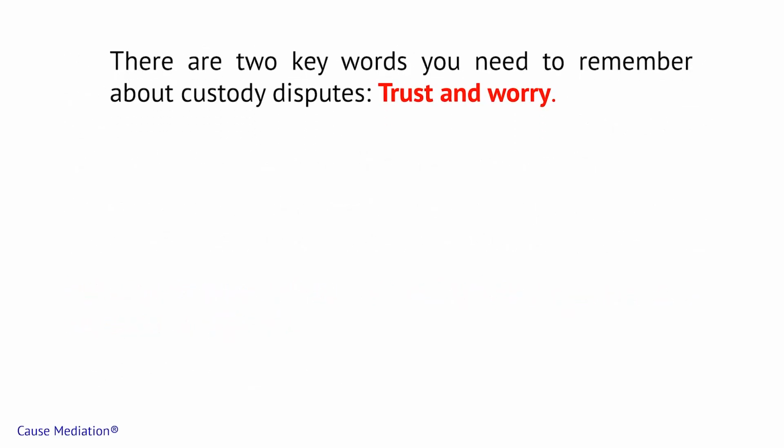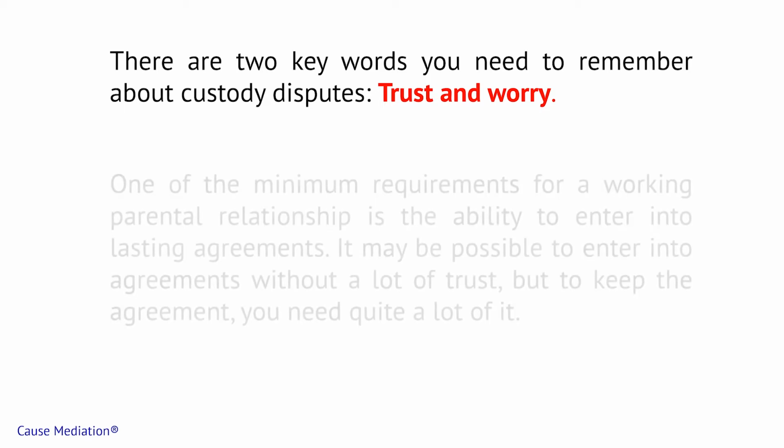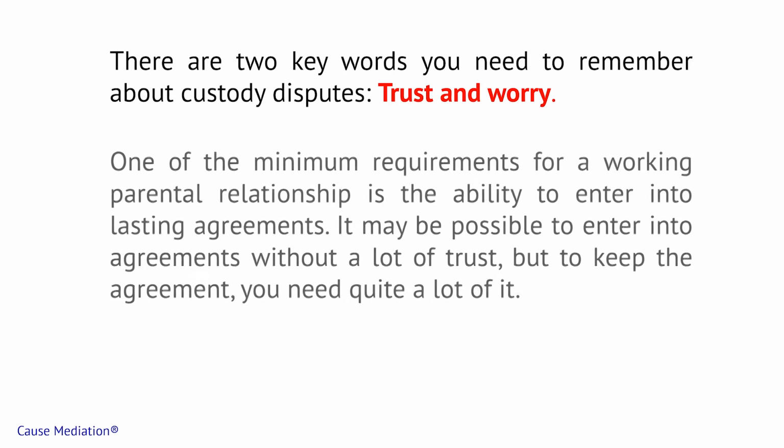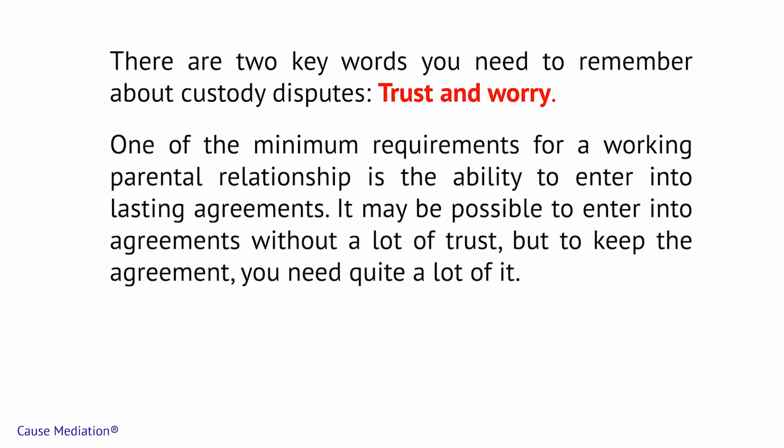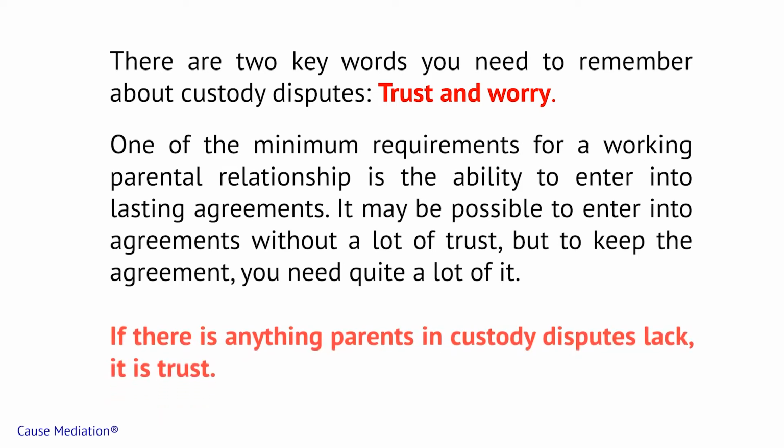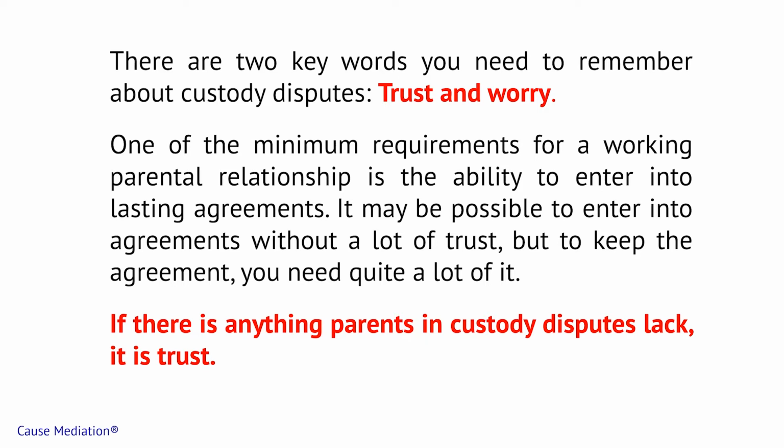There are 2 key words you need to remember about custody disputes: trust and worry. One of the minimum requirements for a working parental relationship is the ability to enter into lasting agreements. It may be possible to enter into agreements without a lot of trust, but to keep the agreement, you need quite a lot of it. And if there is anything parents in custody disputes lack, it is trust.